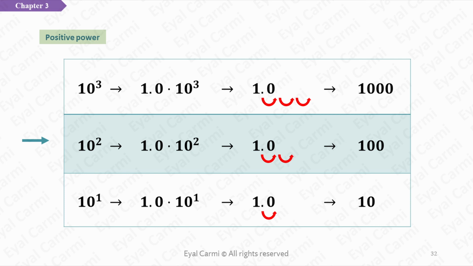Second row. 10 to the power of 2 can be written as 1.0 times 10 to the power of 2, which is equivalent to writing 1.0 and moving the decimal point 2 steps to the right, and that results in 100. Third row. 10 to the power of 1 can be written as 1.0 times 10 to the power of 1, which is equivalent to writing 1.0 and moving the decimal point 1 step to the right, and that results in 10.